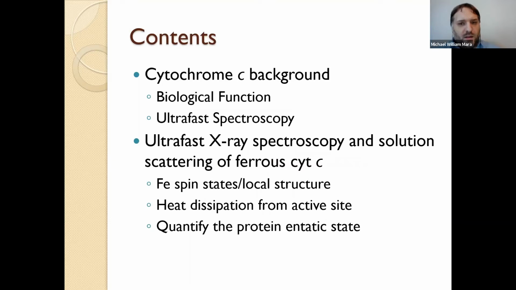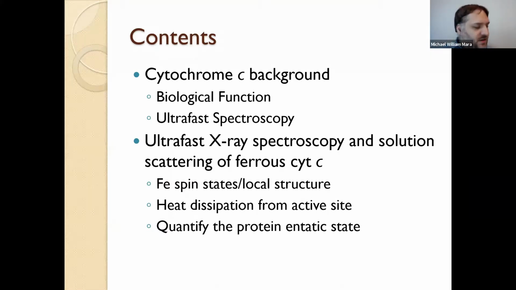So I'll start out by giving a bit of background on cytochrome C, starting with the biological functions the protein takes part in, as well as previous ultrafast measurements that have been performed on this system. And then after that, I'll go into the work that we've done, mostly focusing on ultrafast X-ray spectroscopy and solution scattering of ferrous cytochrome C.